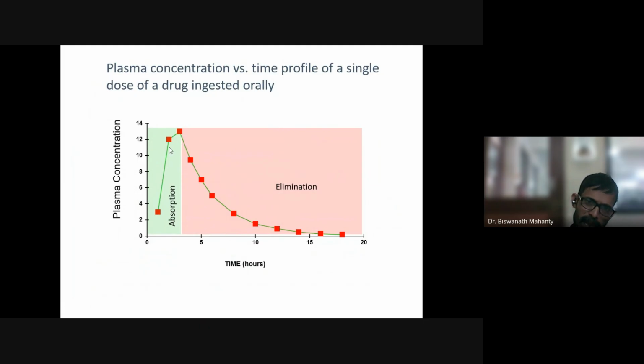But then it will reach a peak concentration where absorption and elimination rates are equal. Then we'll have a steady fall. At that time, elimination is the main key player. It doesn't mean that the entire drug has been completely absorbed. Absorption can still continue, but the elimination rate is much higher. So overall, there will be loss of drug from the system, and plasma concentration will decrease.